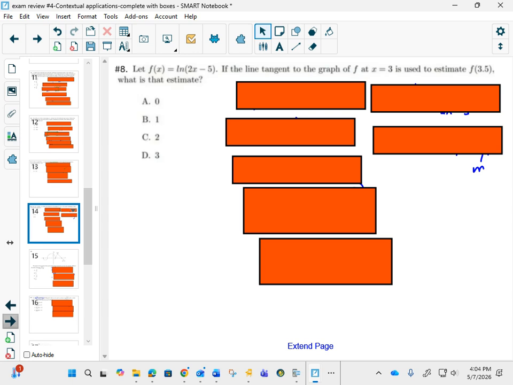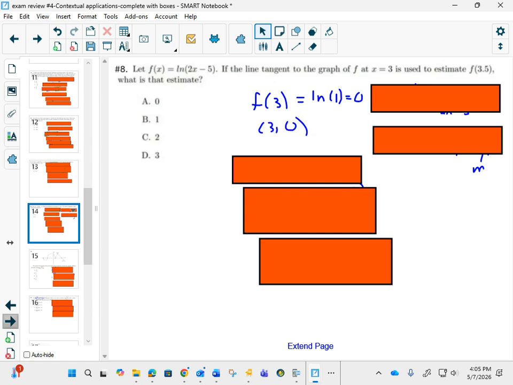If the line tangent to the graph is used to estimate, so we have linear approximation once more in this one. What do we need? We need the equation of that tangent line. And in order to get that equation of that tangent line, we need a point and a slope. So our point, we plug in 3. We get natural log of 1, which is 0. So we now know that our point is (3, 0).